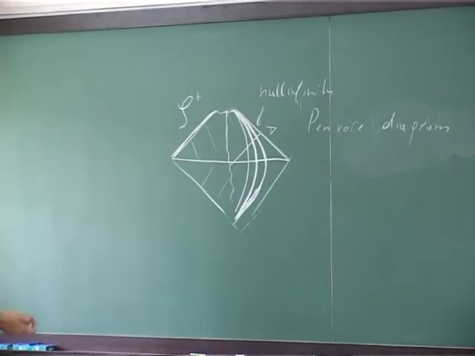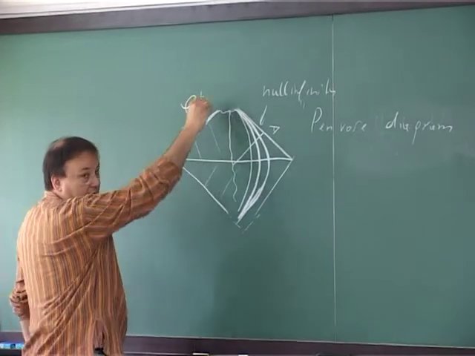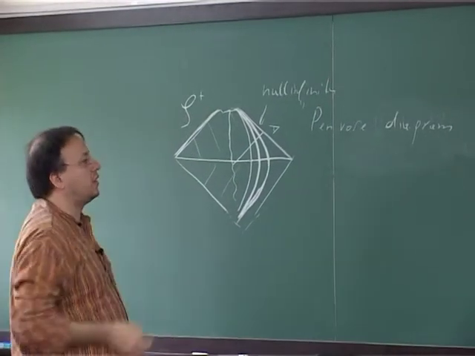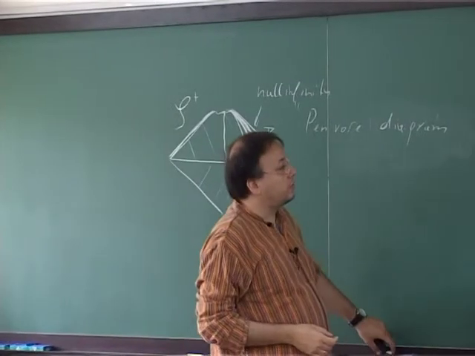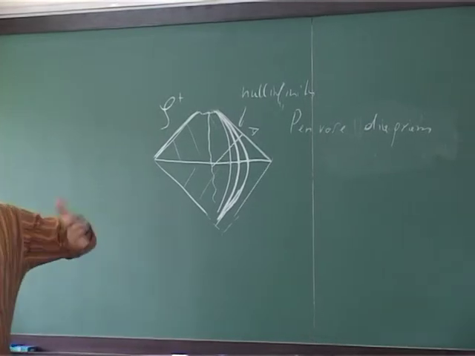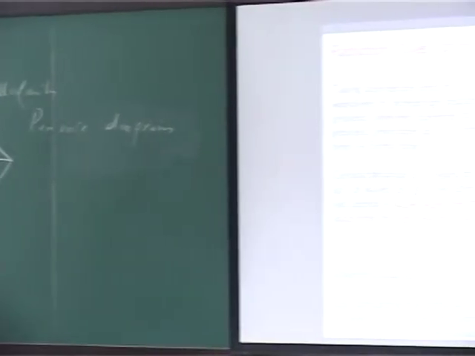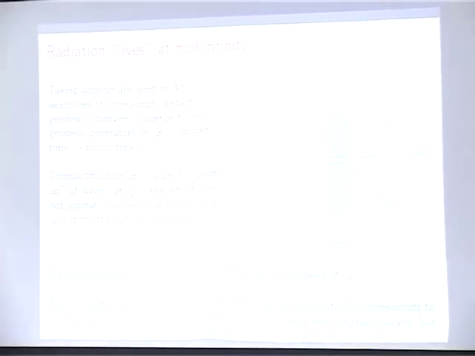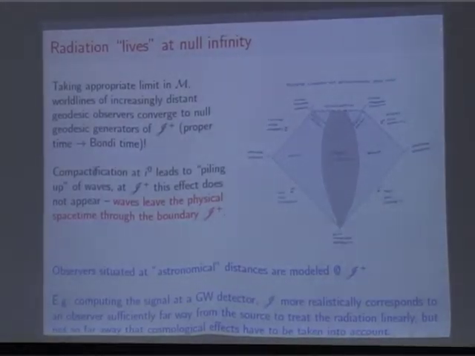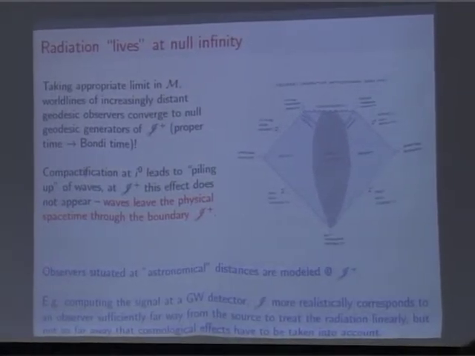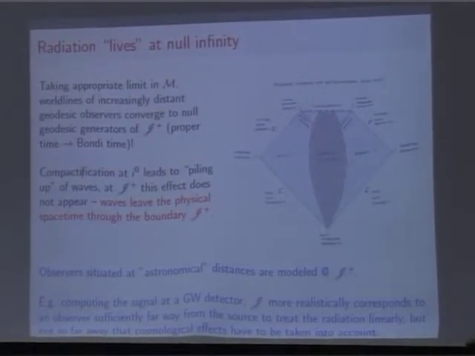Since it's a null surface, it's generated by null geodesics, okay? And these null geodesics at infinity correspond precisely to the world lines of inertial observers, which are further and further out, okay? And there's a natural time coordinate here, which is just the proper time of these asymptotic inertial observers.